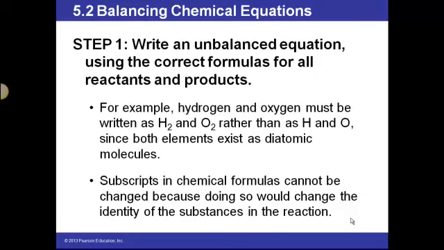For example, anytime we have hydrogen and oxygen, they have to be written as H2 gas or O2 gas rather than simply H and O, because they don't exist that way in nature. They exist as diatomic molecules, so you always have to show them that way. The subscripts in the chemical formulas also cannot be changed, because if you do this, you would change the identity of the substance in the reaction. So anytime you're representing oxygen gas, it has to be O2. You can't change the subscript to get more oxygen in your reaction.